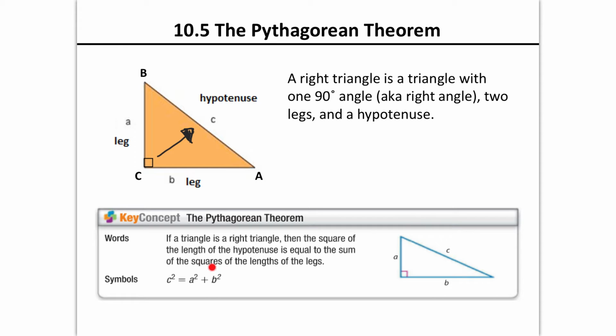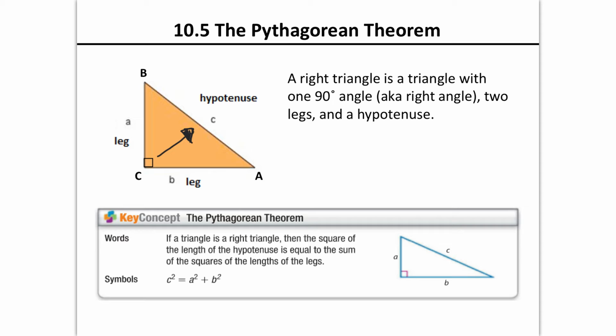In symbols, the Pythagorean theorem says c squared equals a squared plus b squared. So let's go back to this picture over here because I have those labeled for you so you can see how to use the Pythagorean theorem. C squared is going to be your hypotenuse. That's going to be your longest side. It equals a squared, which is going to be one side of the triangle, plus b squared, which is going to be the other side of the triangle.